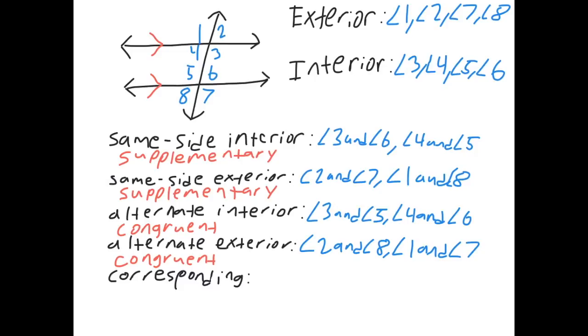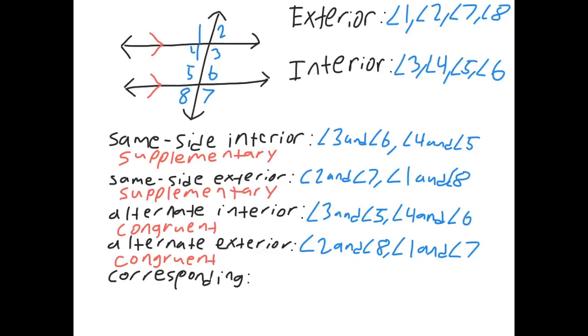angle 6 would be on top of angle 2. Angle 5 would be on top of angle 1. Angle 7 would be on top of angle 3. And angle 8 would be on top of angle 4. Those are corresponding angles. The ones that correspond to the same spot in the other parallel line.